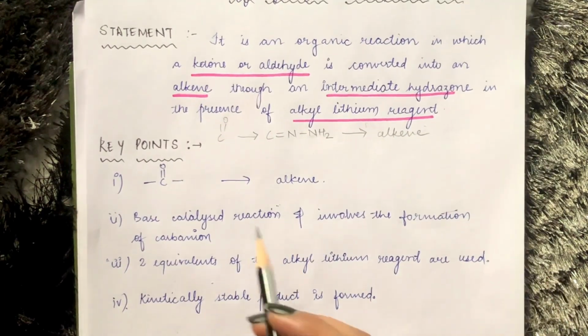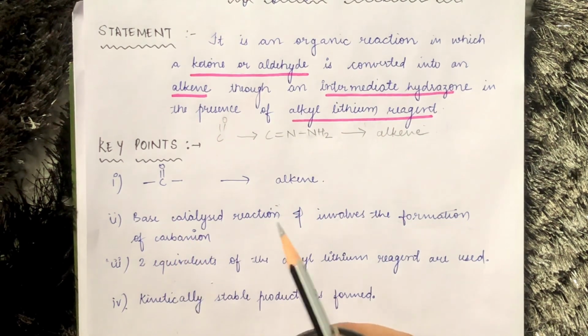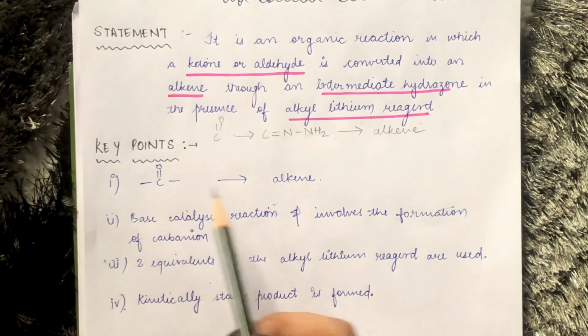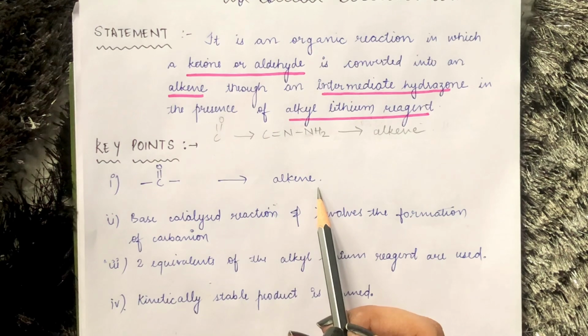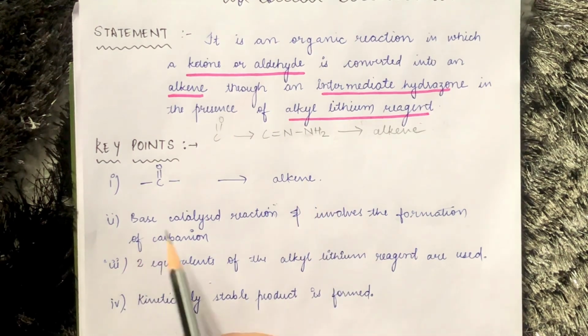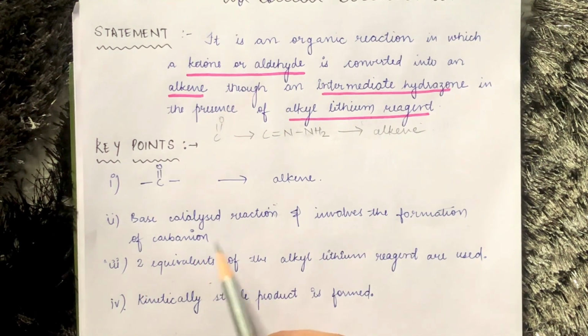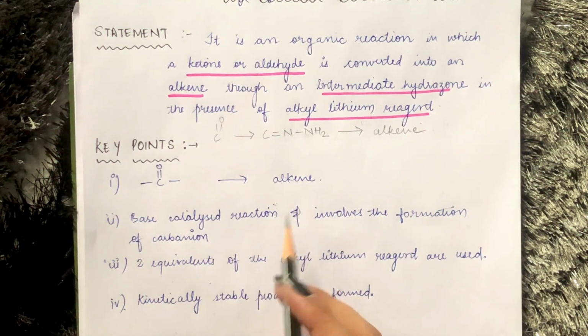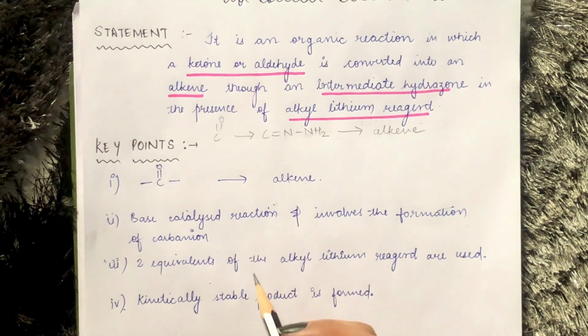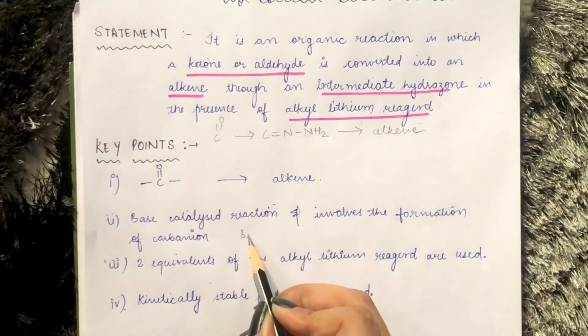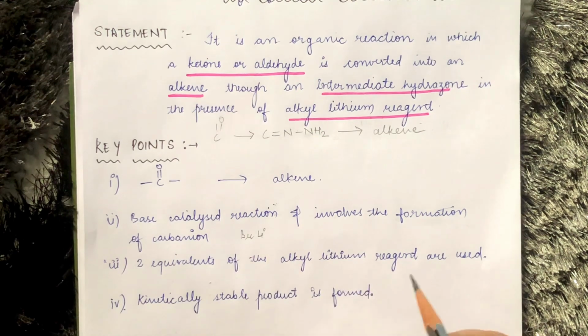The first one is very obvious. A ketone will get converted into an alkene. The second is, it is a base catalyzed reaction and involves the formation of carbanion. Any strong base can be used. Generally, butyl lithium is used in this reaction. It is a strong base and will abstract the proton.